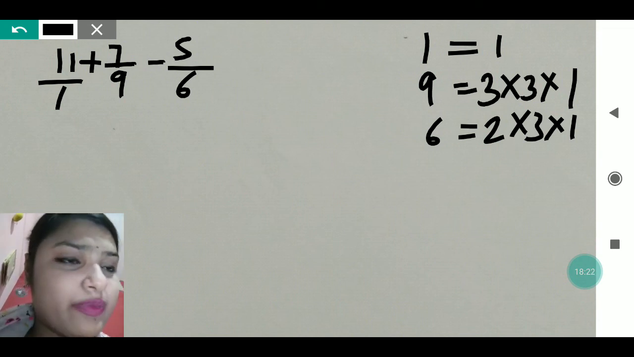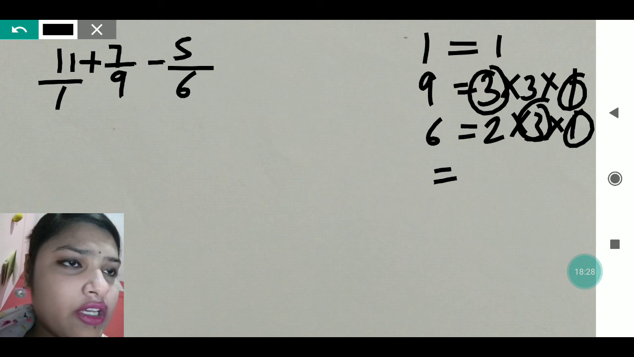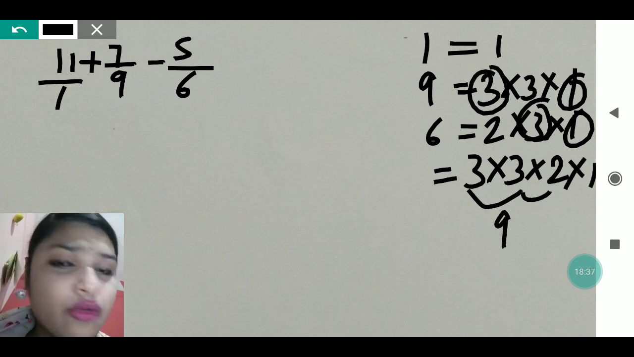Find the LCM. Take the common. Okay, which is the common? This 3 and this 3 is common, and 1 is common. So 3 into the uncommon, 3 and 2 into 1. So 3 3s are 9, 9 2s are 18, 18 into 1.